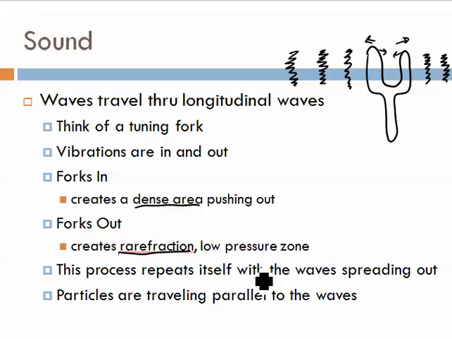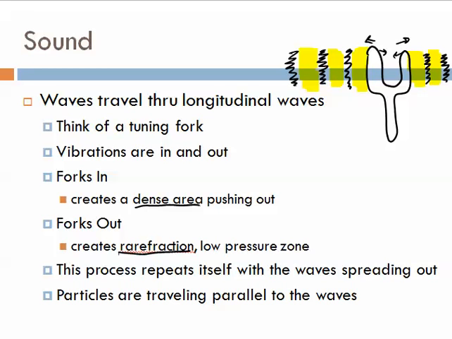So what we have here, all right, is these areas right here, I'm going to highlight in yellow. These areas right here are what we'd call rarefactions. So it's a low pressure zone. This process repeats itself and the waves are spreading out. Particles are traveling parallel to the waves.